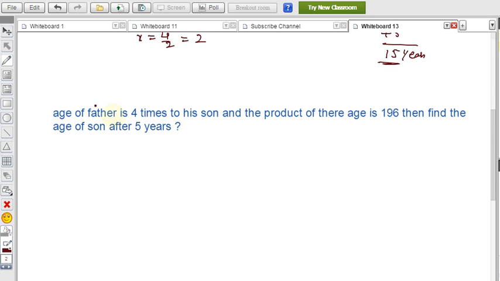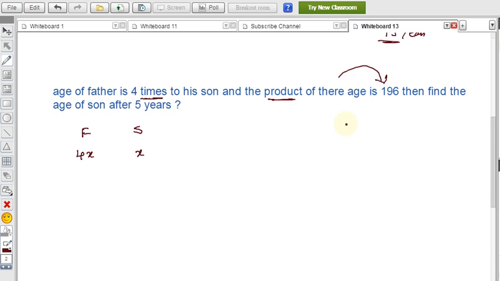So let us see this. The age of the father is 4 times. So the term is times, and there is a term product. The age of the father and the age of the son: father's age is 4 times his son's. If the son's age is x, the father's age is 4x, because 4 times, right? So you need to multiply. And the product of their ages is 196. Product is nothing but multiplication. So according to the problem, 4x into x is equal to 196.